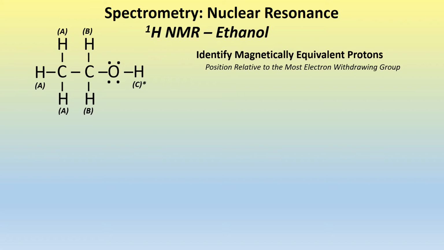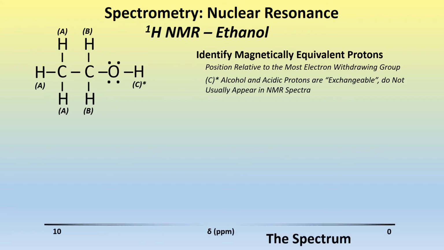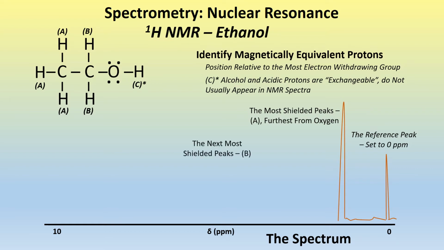The H on the OH, C star, is generally not seen on an NMR as alcoholic and acidic protons are exchangeable. We now look at a simple spectrum. With the reference peak set at 0, the most shielded peak, A, will appear downfield since it is furthest from the oxygen. The next most shielded peak from protons B will appear next, and if seen, the most deshielded peak, C, will appear upfield.